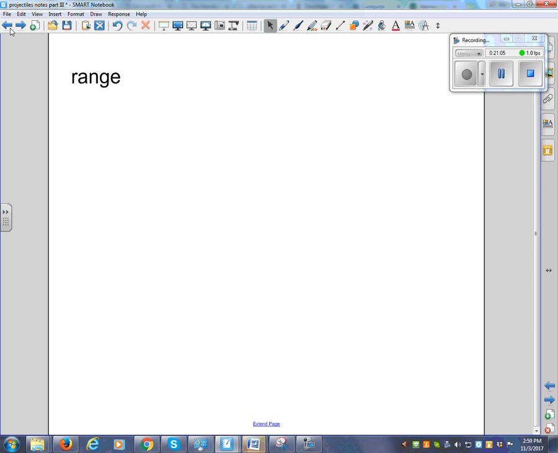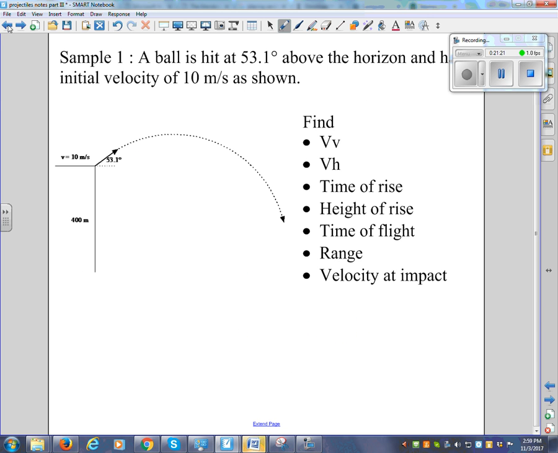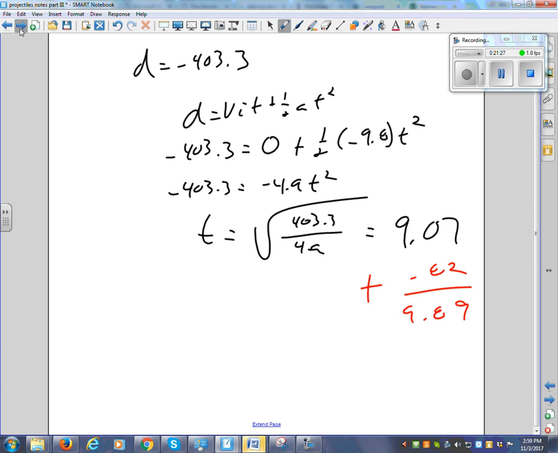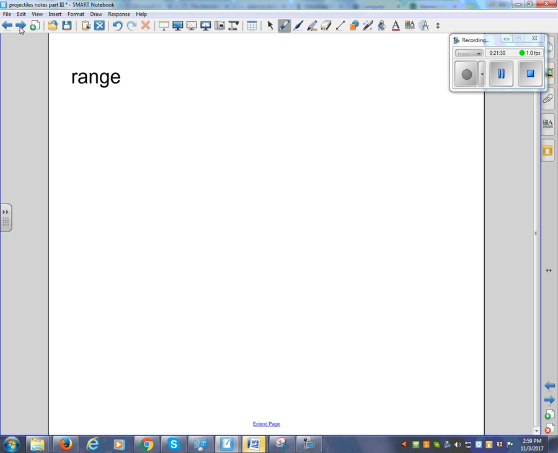Now, the range is really only 1 step. The range again is the horizontal distance. What's the horizontal velocity? 6, way back to here, right? The horizontal acceleration is 0. The horizontal velocity is 6. So I'm going to show you two ways. Just watch for a second, and then decide which way you want to do it. So you can go v bar equals d over t. It's 6. We're finding for d.